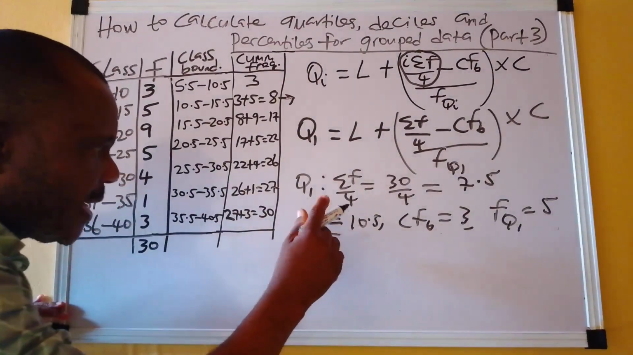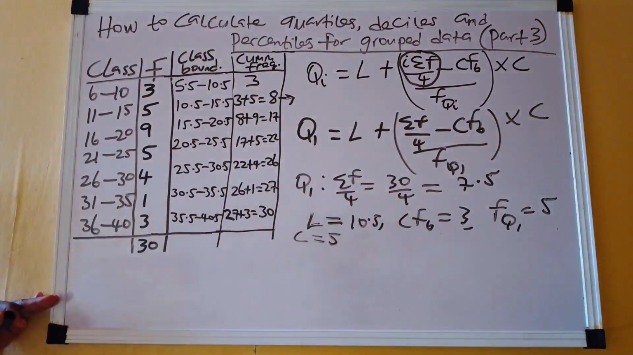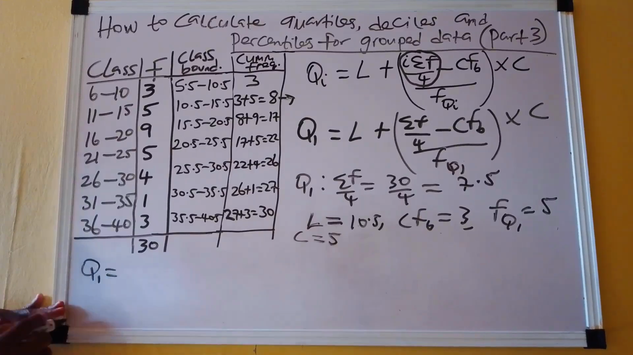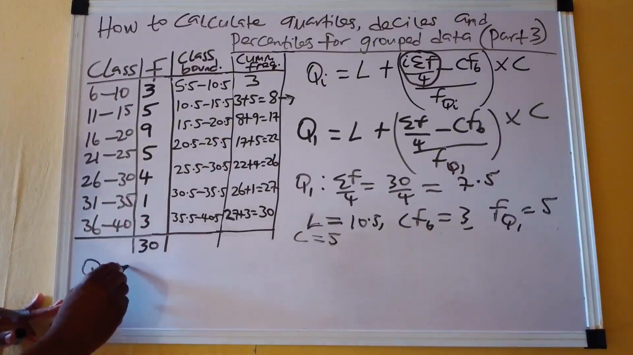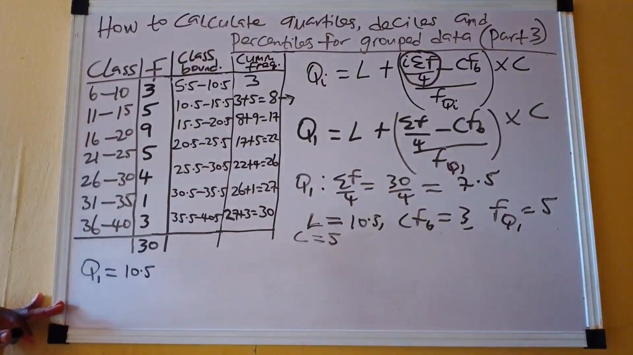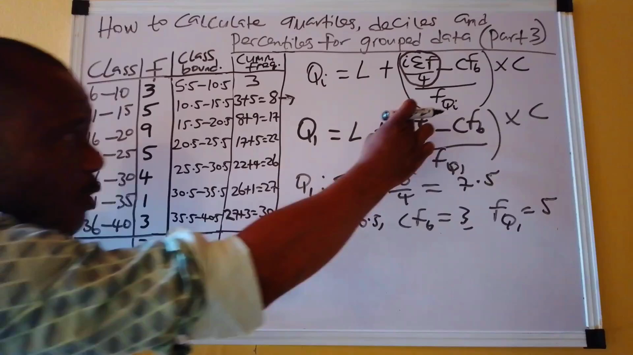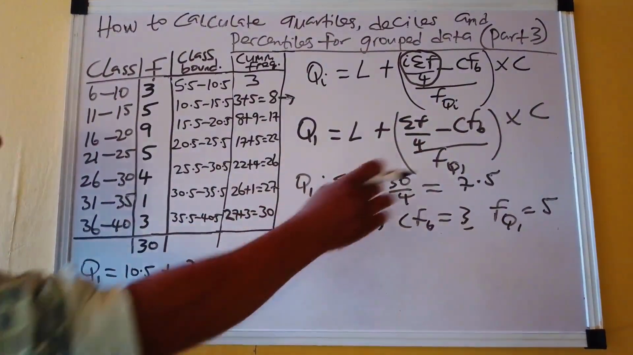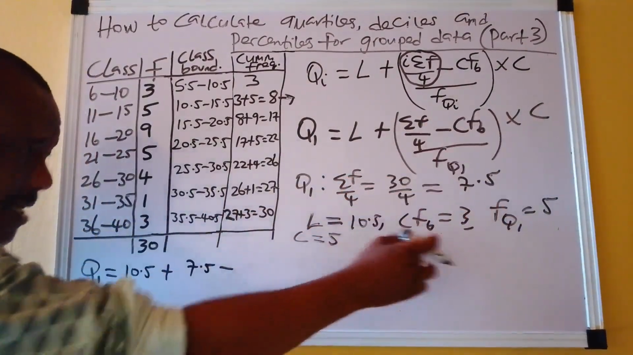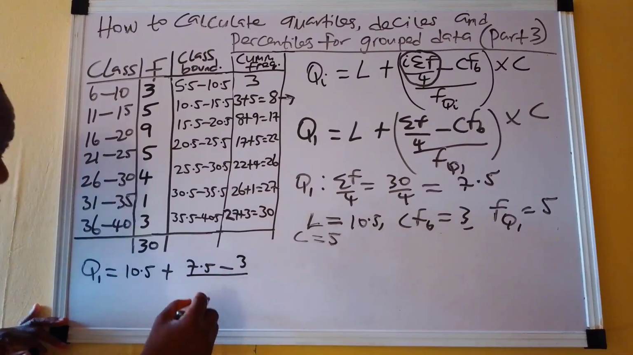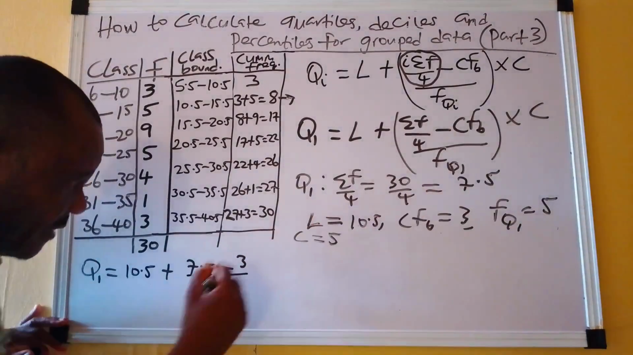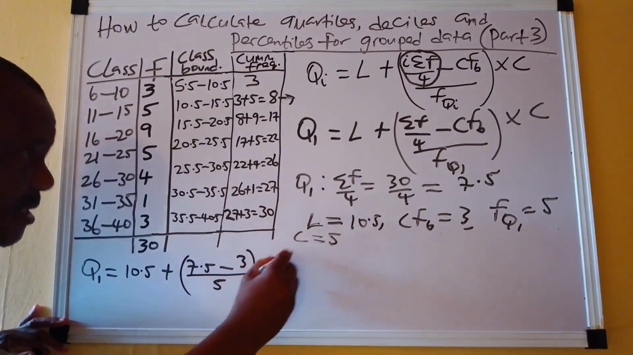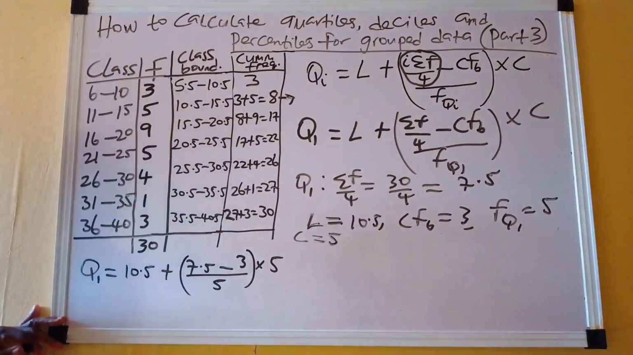So all inclusive. Now let us go ahead and calculate our Q1. Our Q1 will now be equal to L, which is 10.5, plus summation F over 4, which is 7.5, minus our cumulative frequency before that class, which is 3, all over our frequency of that class, which is 5, then times the class width C, which is 5.